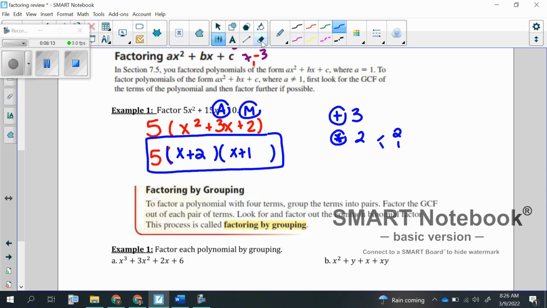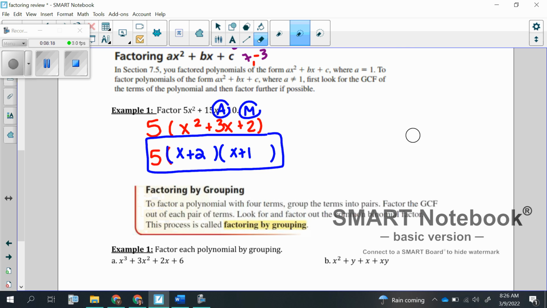Now what about, I'm just going to add one more on here. What about in the instance that you can't simplify out, like divide everything by 5?